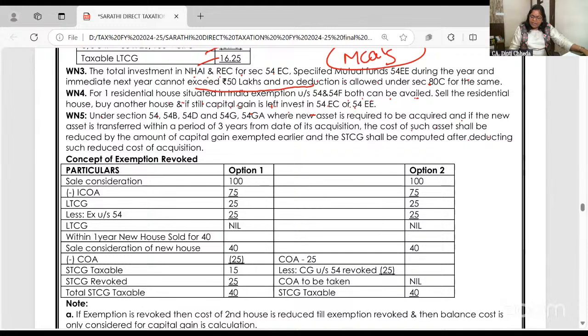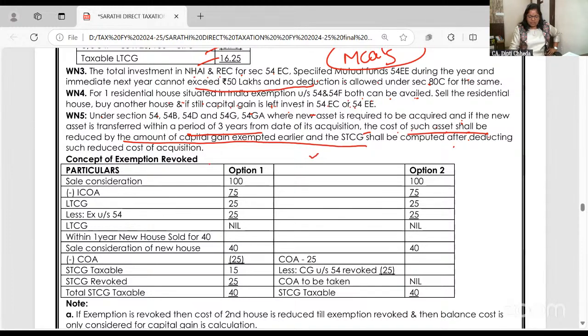See, when new asset is required to be acquired and new asset is transferred within 3 years, cost of such asset shall be reduced by the amount of the capital gain exempt, because now that capital gain will become taxable. We gave you exemption thinking you have sold house, you have purchased house. Now don't sell this house for 3 years. If you sell it immediately, whatever exemption we have given, it will be taxable, but not directly, indirectly. Reduce it from the cost of the house.